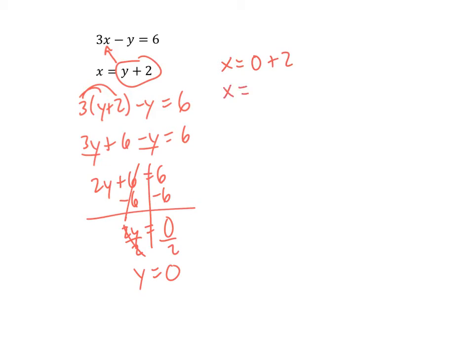So we get x equals 0 plus 2, x equals 2. Now be careful, we solved this in a different order, but our solution should still be written in the form of (x, y). So we'll put x first, which is 2, and y second, which is 0. And so our solution is the point (2, 0).